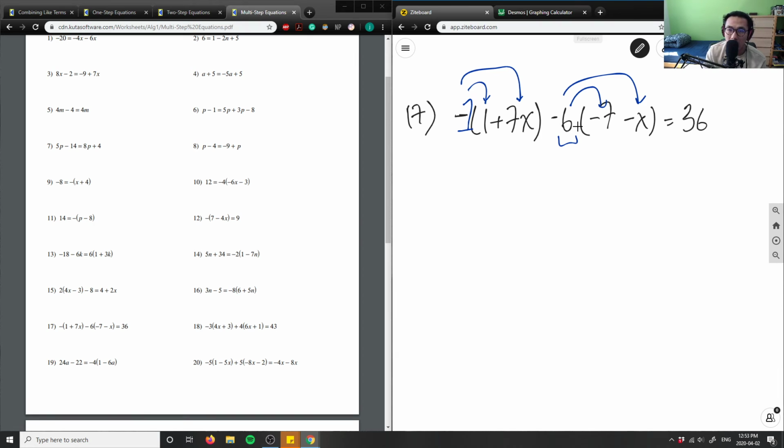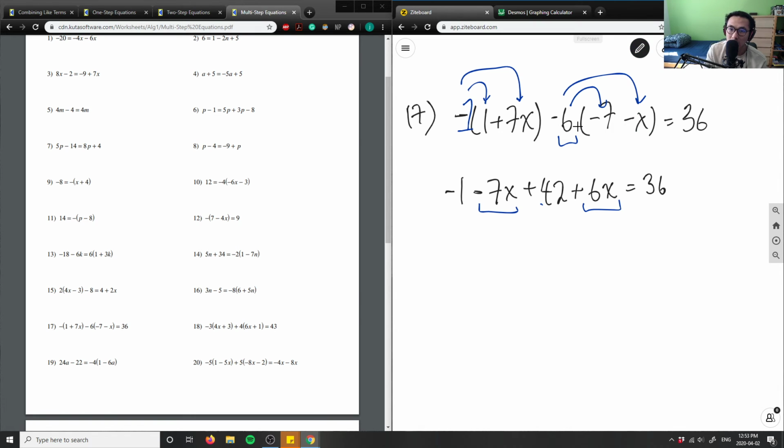So negative 1 times 1 here is negative 1. Negative 1 times negative 7x is negative 7x. Negative 6 times negative 7 is positive 42. Negative 6 times negative x is positive 6x. This will equal 36, right? And this is nice because my variables are already on the same side, so I can just simply gather like terms, right? Negative 7x and 6x I can gather.